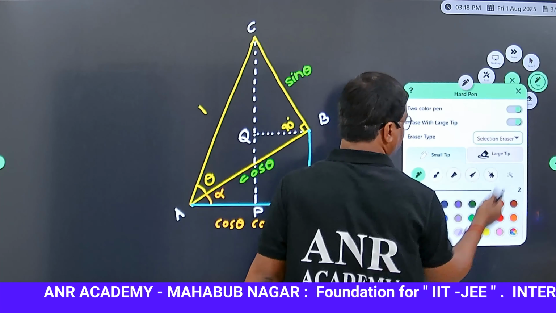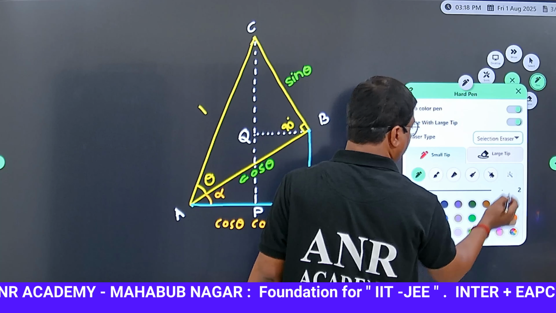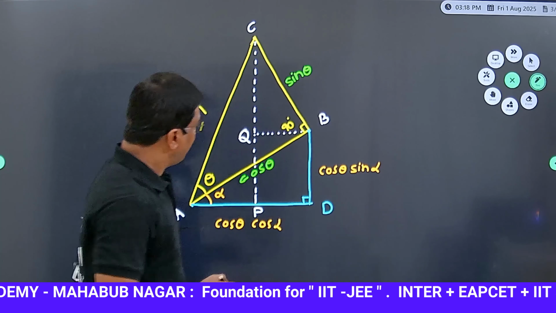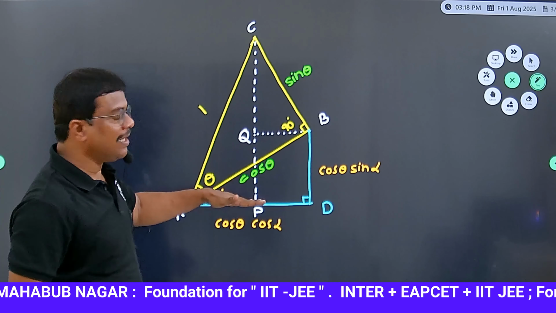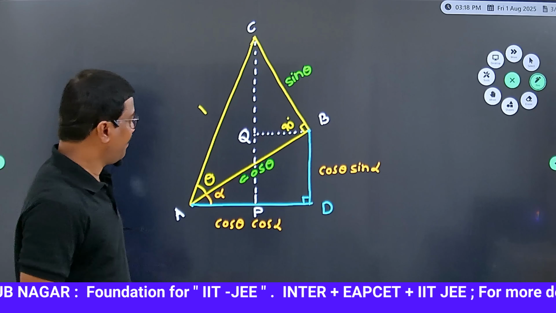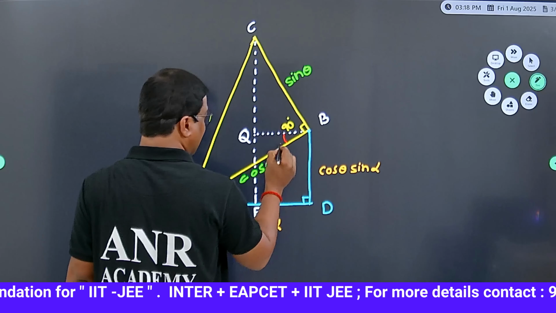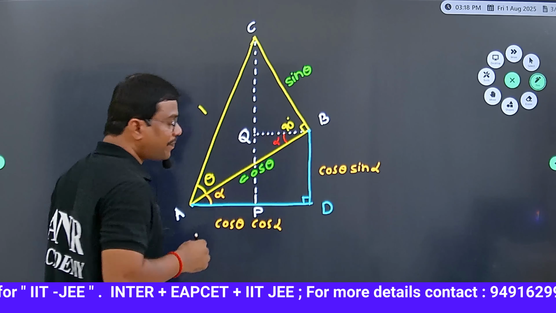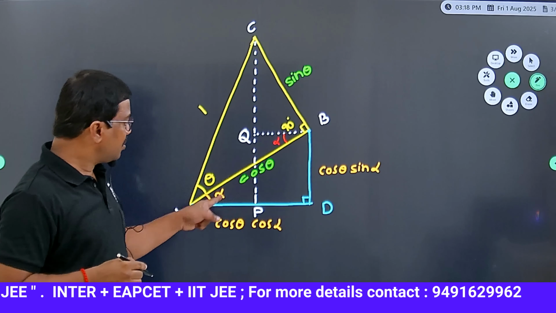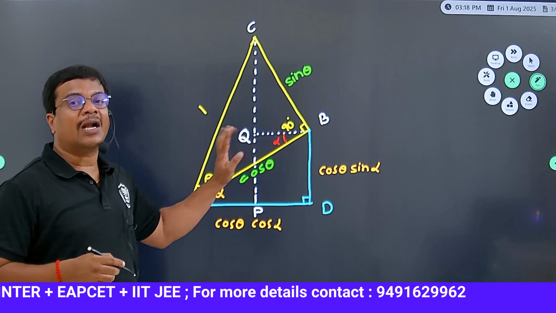Yes, and observe QB and AD, these two lines are parallel. Therefore, here is alpha. Why? Because these two are alternate angles.